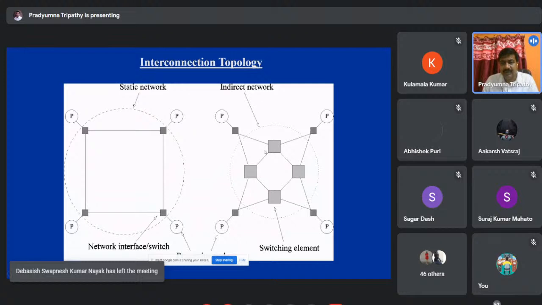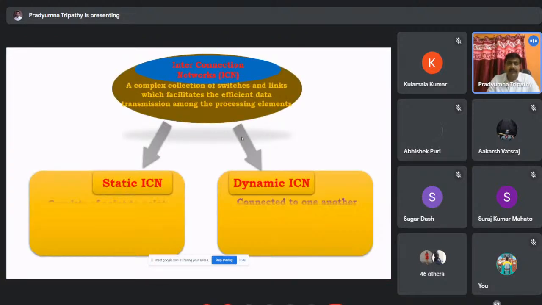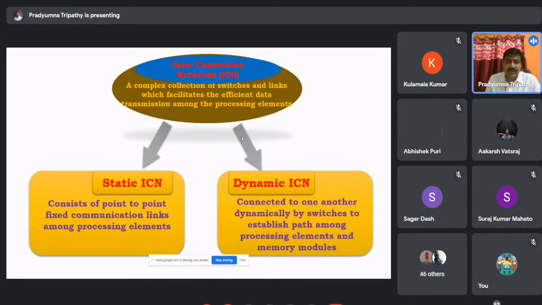But if you look into an indirect network, the links can be reconfigured. Let the link be over here, I can remove it and add it to some other location. If the links can be reconfigured, then we say it is an indirect network. Correct? So let us define this interconnection network: a complex collection of switches and links which facilitates the effective data transmission among the processing elements, or memory modules. Now these are connected for what? For efficient data transmission among the processing elements or between the processing elements and memory modules.